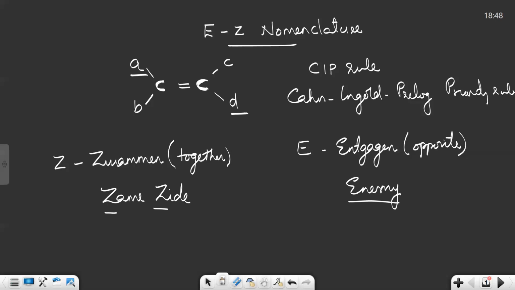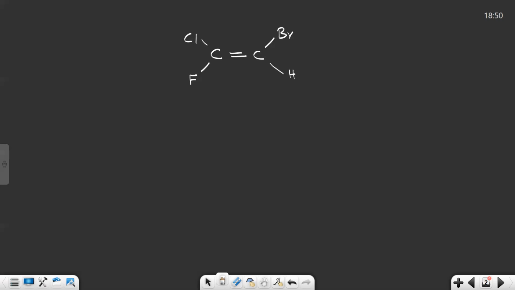Okay. Now with examples, we will explain the CIP rules. Consider the example where one carbon is attached to fluorine and chlorine, and the other one is attached to hydrogen and bromine. Consider the left side carbon atom. Here it is attached to fluorine and chlorine, and chlorine has a higher atomic number than fluorine. So as per the CIP rule, the higher the atomic number of the atom attached to the carbon atom, the higher its priority. So here chlorine has higher priority than fluorine, or chlorine is the senior group.